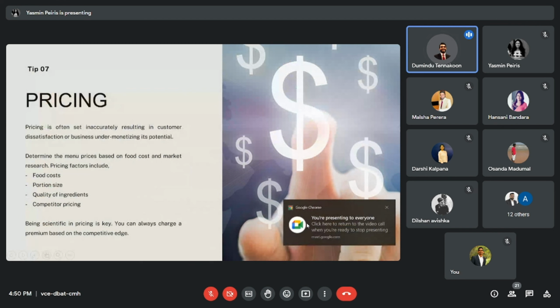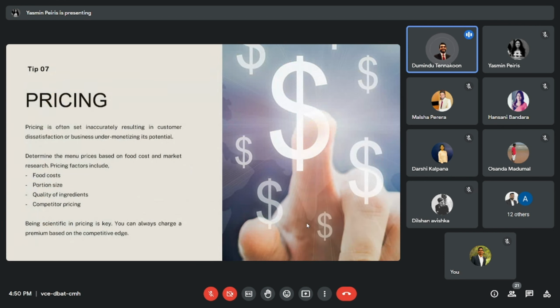Yeah. So tip number 7 is on pricing. A lot of restaurants are not doing pricing in a scientific manner. I have listed down some factors you need to look at in terms of pricing. One of the key things is food cost. Let's say you're a burger joint, you sell fantastic burgers, and if you don't know the cost of a burger, it's a very long road ahead for you.